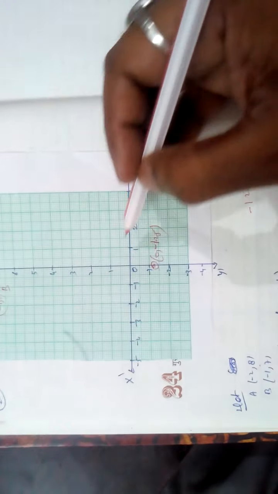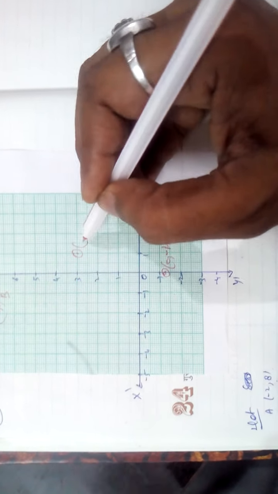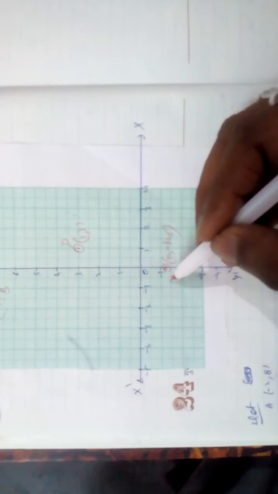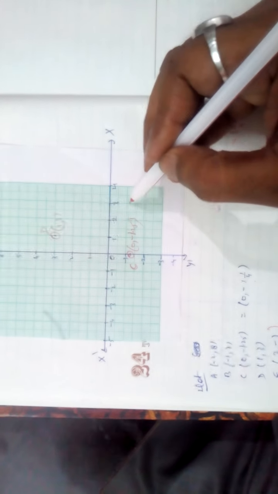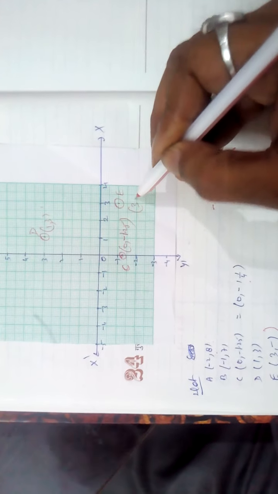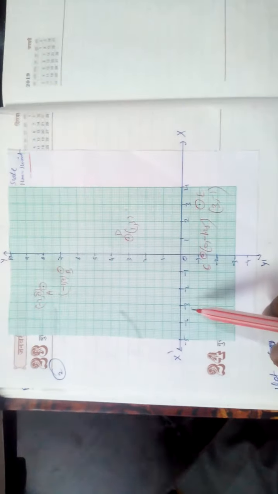1, 3. 1, 3 means from 1 you will go till here 3 positive. So it is 1 comma 3 and this is called the point D. Here this point is called the point C. And last one is given 3 comma minus 1. Where is the 3? This and minus 1 is this. 3 comma minus 1, it is a point E. Only 2 points are on the left side, 2 are on the right side. Very easily you can draw.